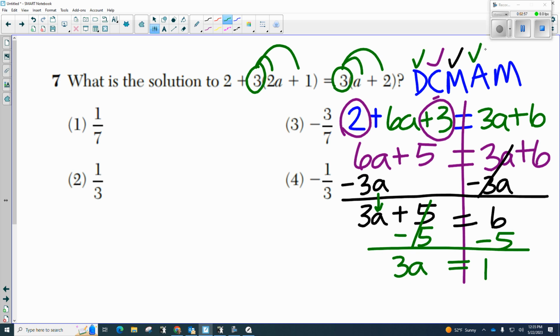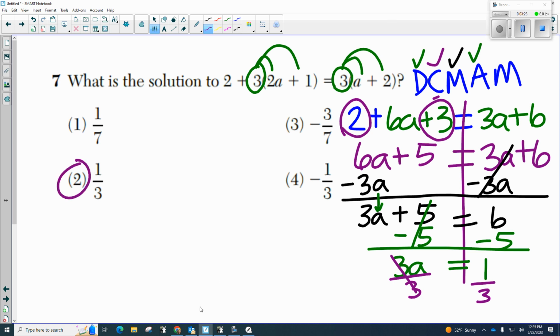And then my last step is to multiply or divide. That's what the M stands for. In this case, the 3 and the a are multiplying, so the opposite would be to divide. We end up with a equals 1/3. And I'm going to leave that as a fraction because when I look at my answer choices, I notice that they are in fractions.